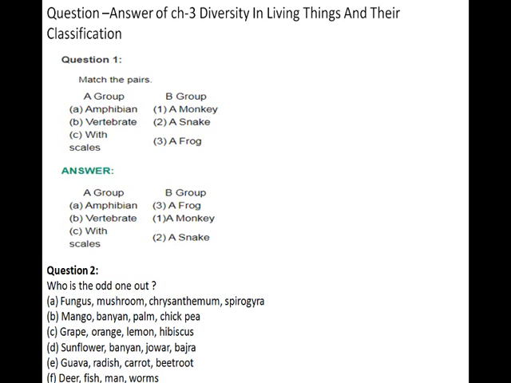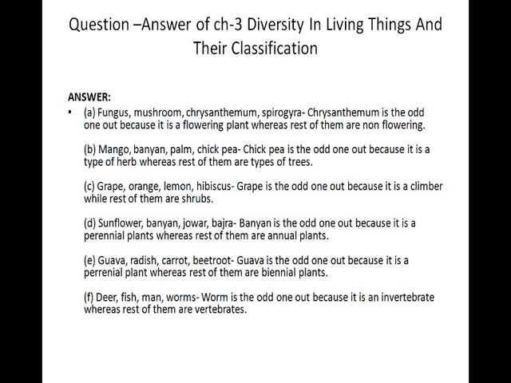Okay. Now question number 2, who is the odd one out? You have to choose who is the odd one out. In the first question: fungus, mushroom, chrysanthemum and spirogyra. Three of these are of the same class, while another one is of a different class. So what is the answer here? The chrysanthemum is the odd one out because it is a flowering plant, whereas the rest of them are non-flowering plants. Fungus, mushroom and spirogyra are a type of fungi, okay, while chrysanthemum is a flowering plant. So that's why chrysanthemum is the odd one out.